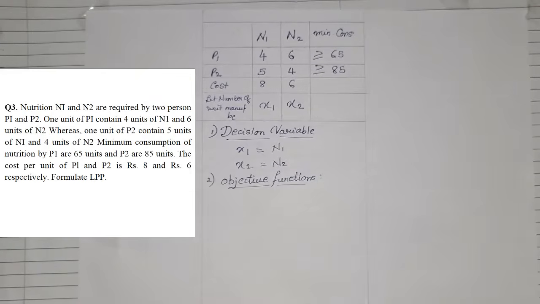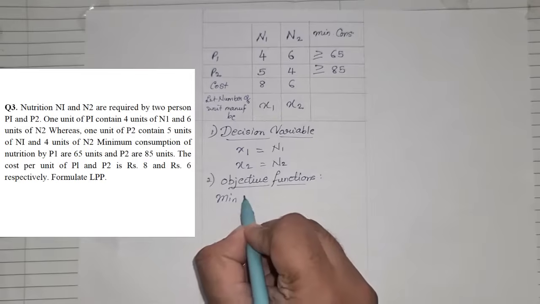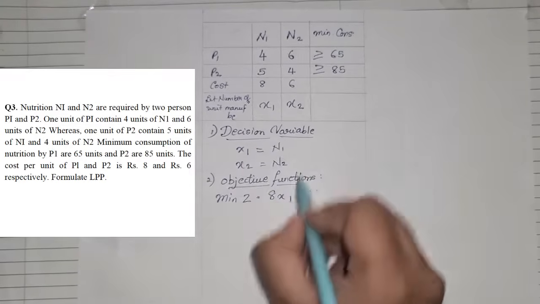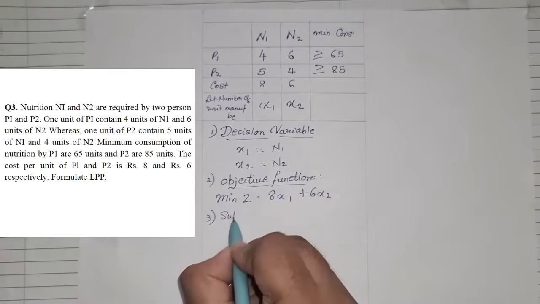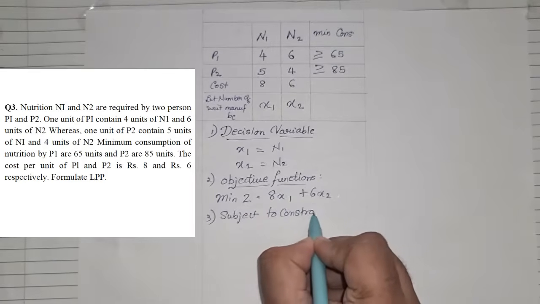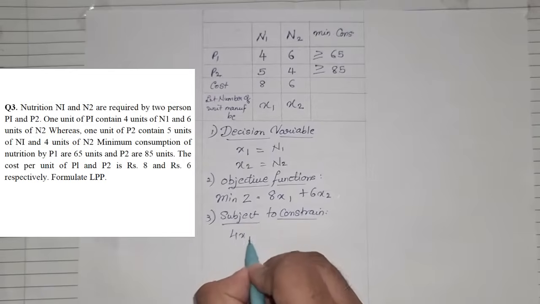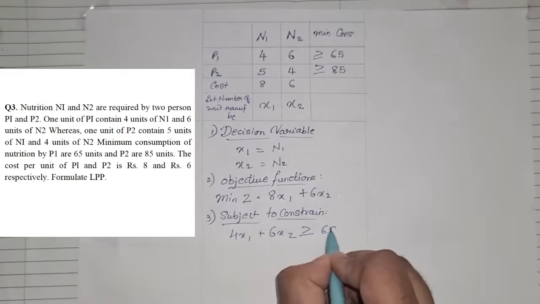So now this is based on cost. So cost it will always be minimization. So minimize z as 8x1 plus 6x2. Third, subject to constraint. So subject to constraint will be 4x1 plus 6x2 greater than equals to 65.